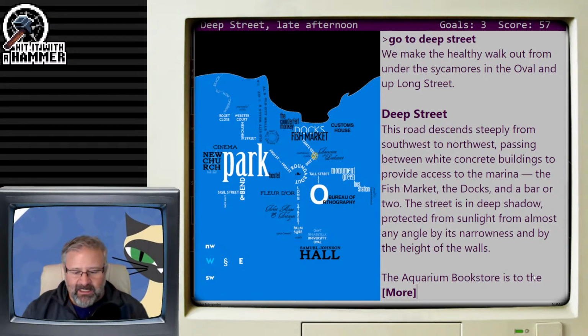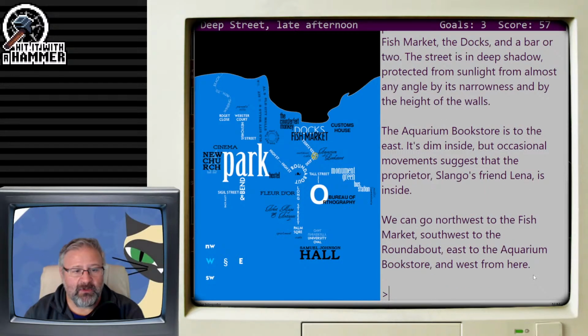So, Deep Street. This road descends steeply from southwest to northwest, passing between white concrete buildings to provide access to the marina, the fish market, the docks, and a bar or two. The street is in deep shadow, protected from sunlight from almost any angle by its narrowness and by the height of the walls. The aquarium bookstore is to the east. It's dim inside, but occasional movement suggests that the proprietor, Slango's friend Lena, is inside.